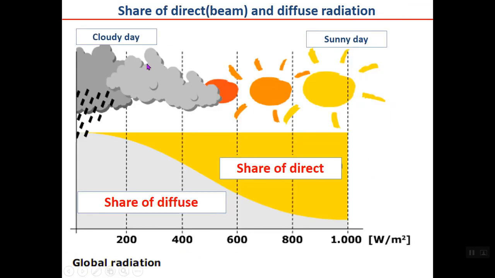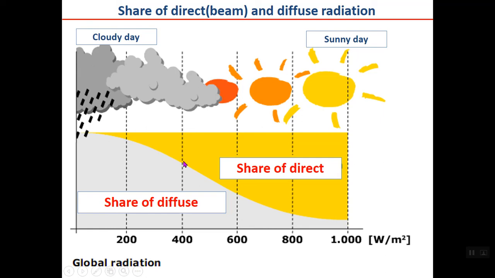The graph here shows an interesting curve which shows the share of direct and diffuse solar radiation. You may ask yourself, for example, what is the share of diffuse and direct solar radiation outside.